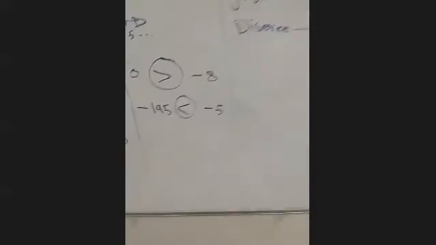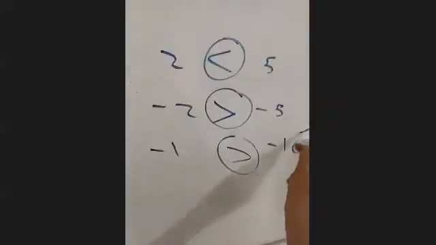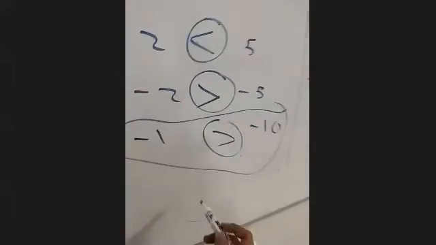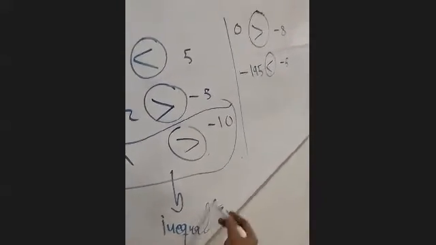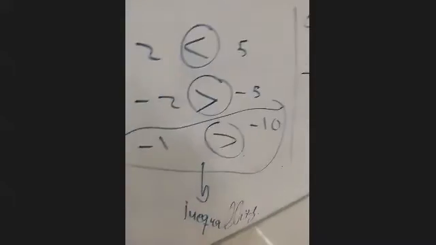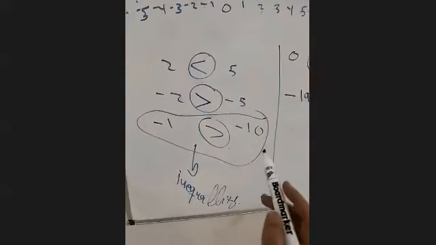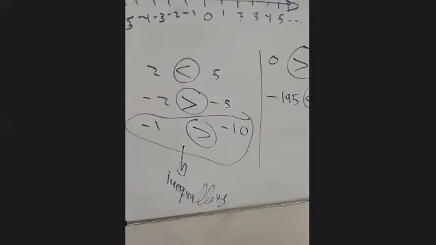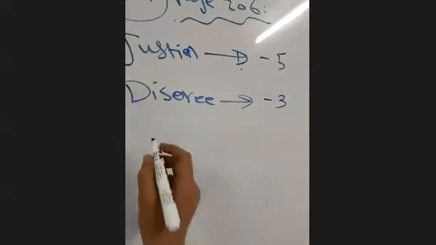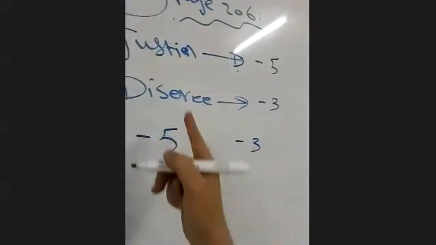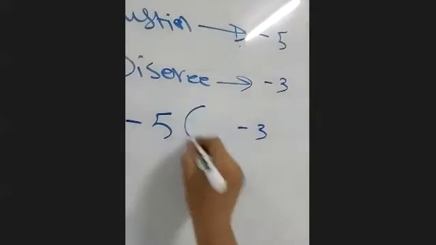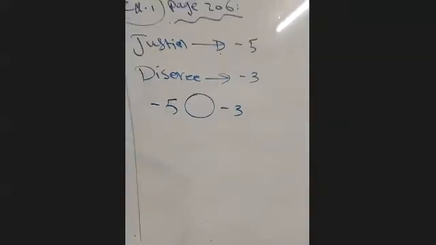Good. Now here, guys, look here. We call it inequality. So when the question wants you to write the inequality, it means the question wants you to put the numbers and compare between them. So here we have -5 and -3: -5 for Justin and -3 for Desiree. Now, which one is bigger, Yanal?